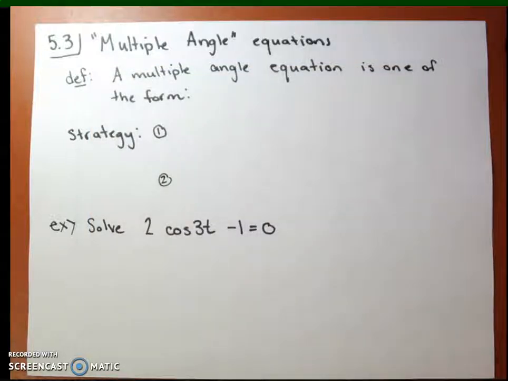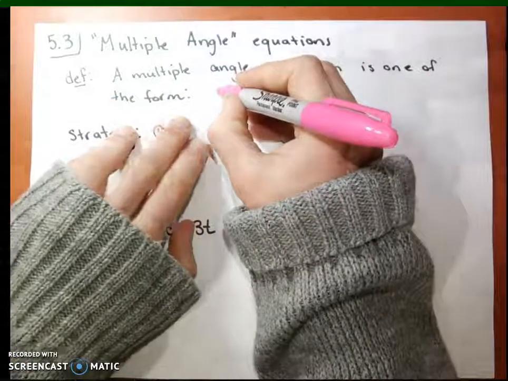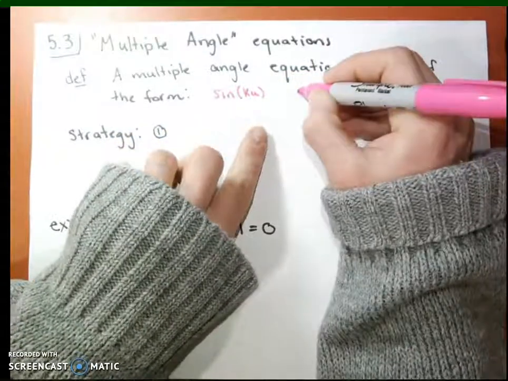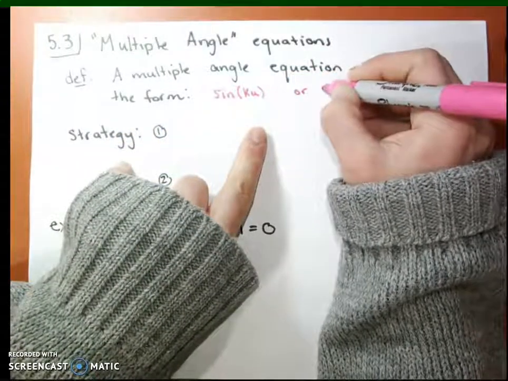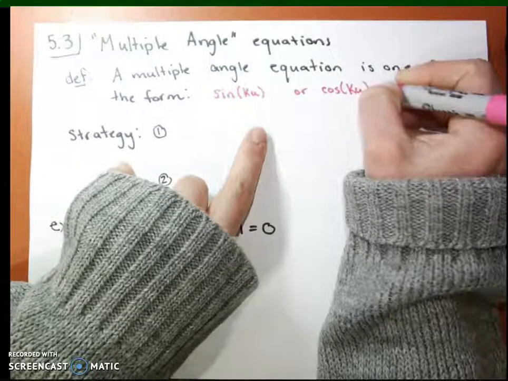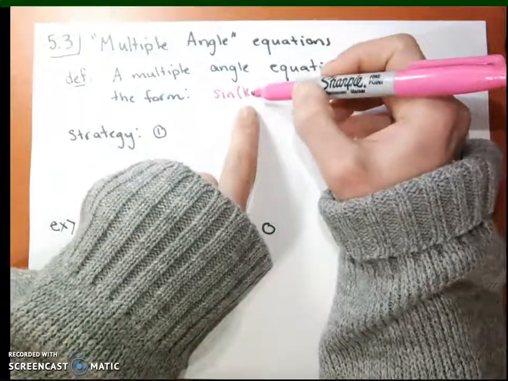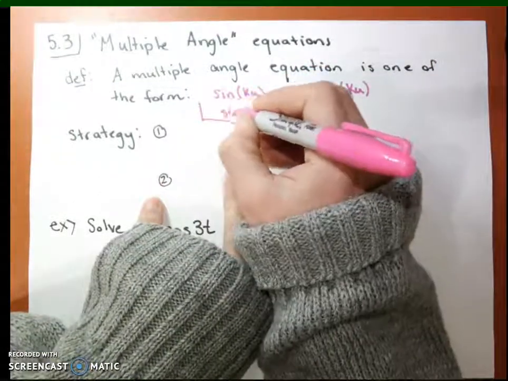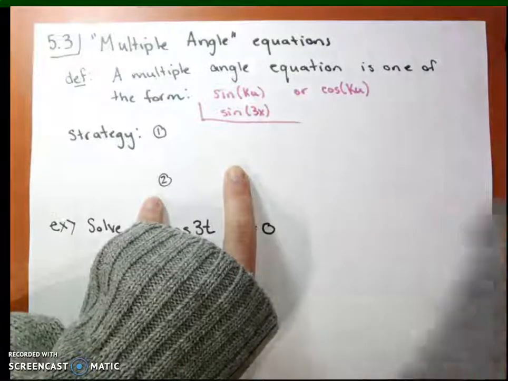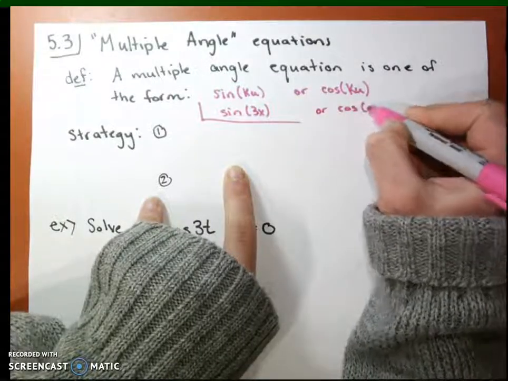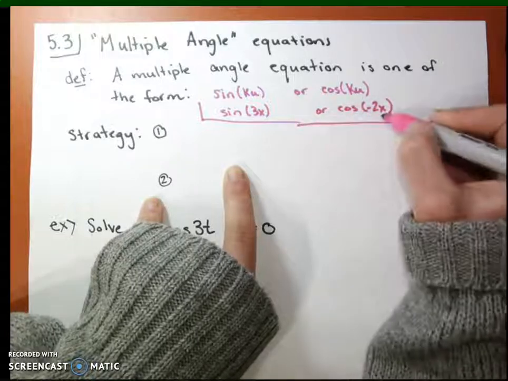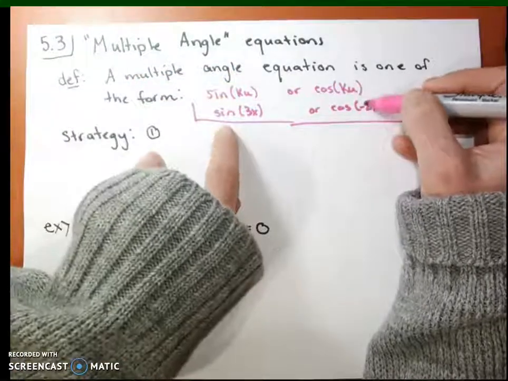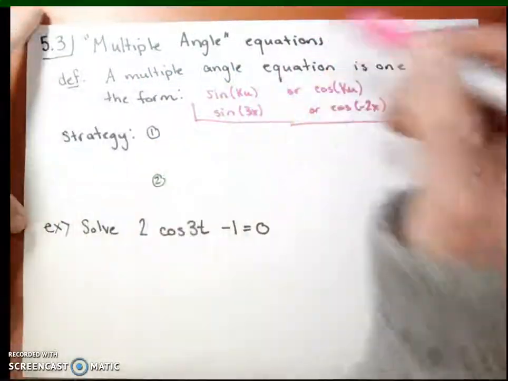So a multiple angle equation is one where you have sine of k times u or cosine of k times u. The point is that instead of just having a variable, you have your variable times a number. So for example, you might have sine of 3x or cosine of negative 2x. And we want to solve for x, but it's attached to this other constant, this negative 2 or this 3.